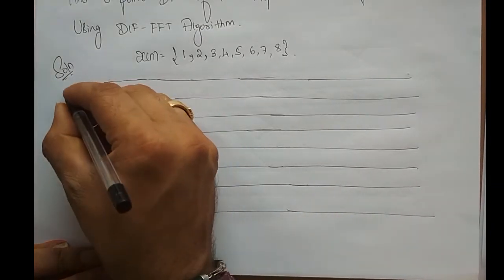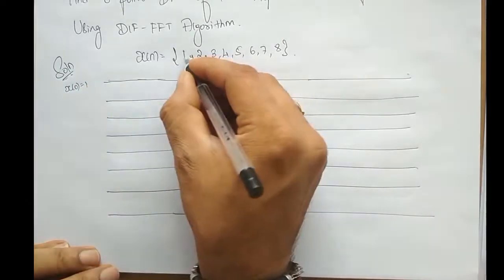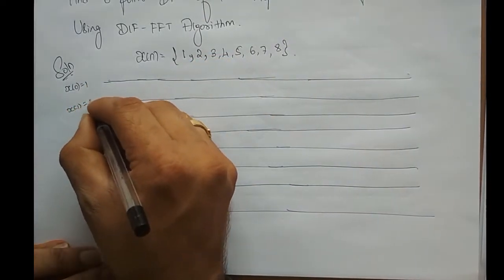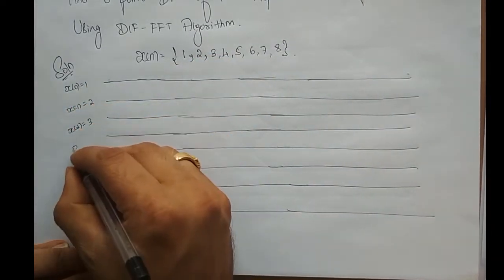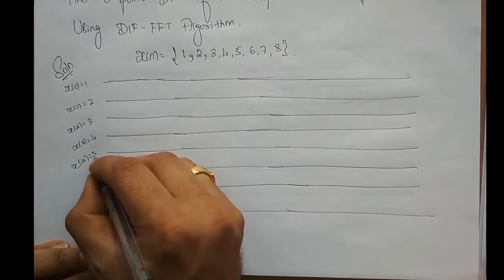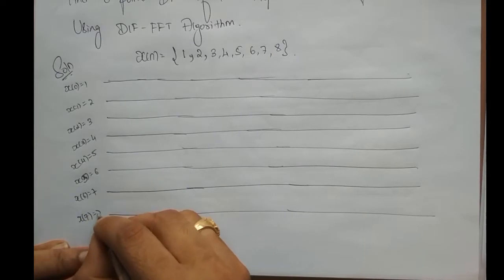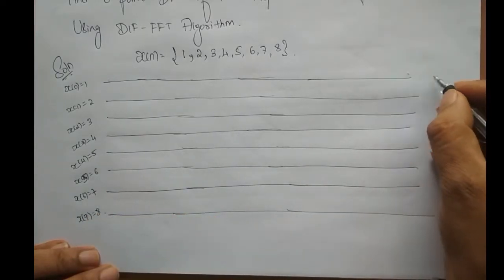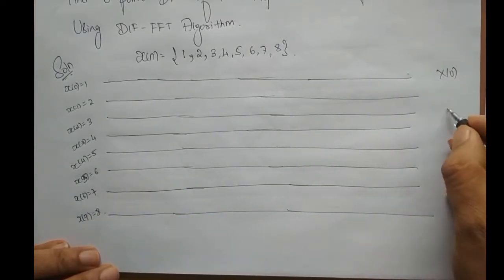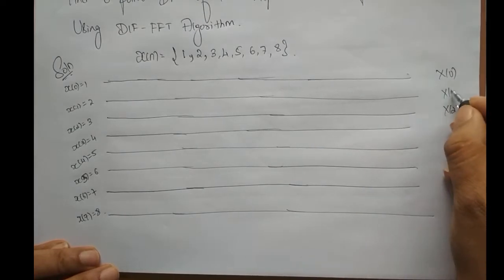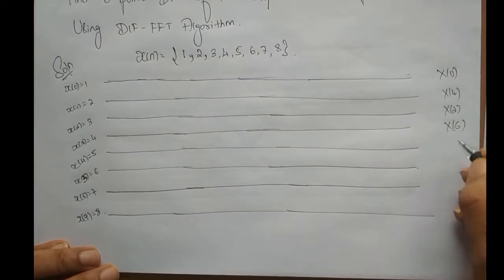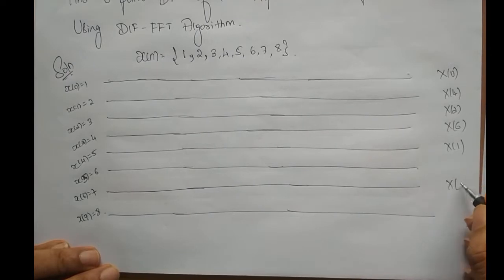Okay. So input is x of 0 which is 1, x of 1 is 2, whereas output, so this is x of 0, x of 2, x of 4, x of 6, x of 1, x of 3, x of 5 and x of 7. So decimated order.